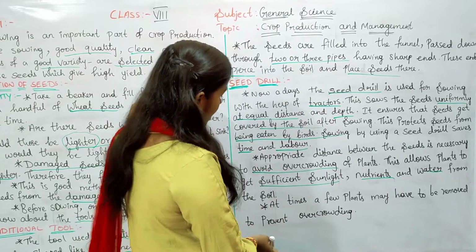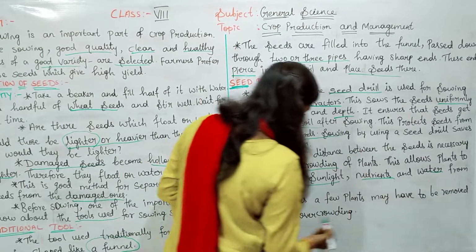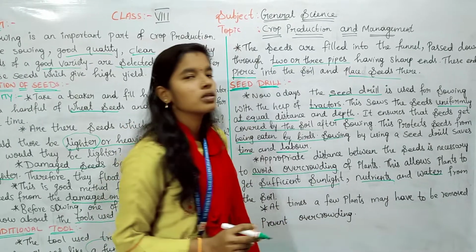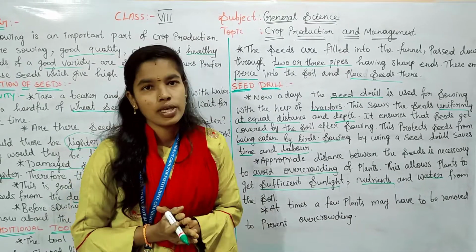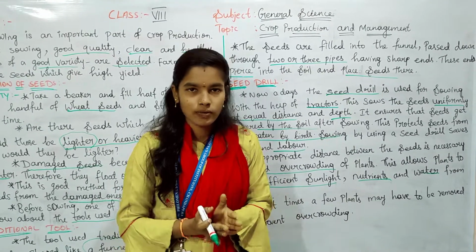At times a few plants may have to be removed to prevent overcrowding. If there is overcrowding, we have to remove a few plants to avoid it.